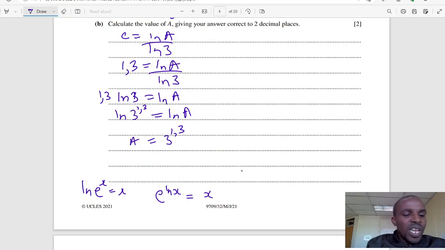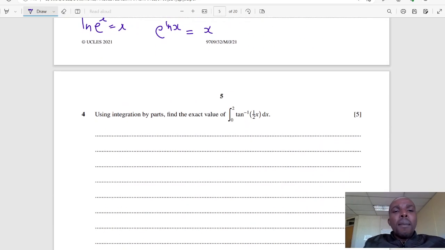So our a, you can say 3 to the power 1.3. You get 4 point something. So our a, how many decimal places? 2. 4.17. Like this. Then done.